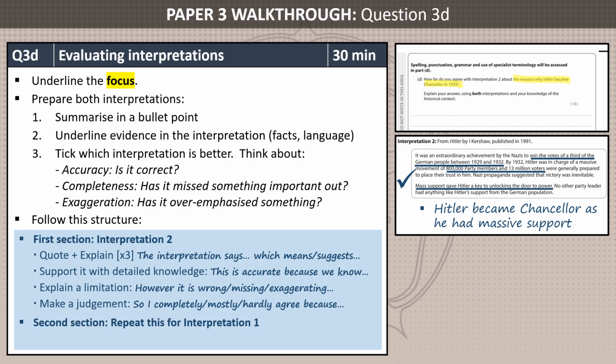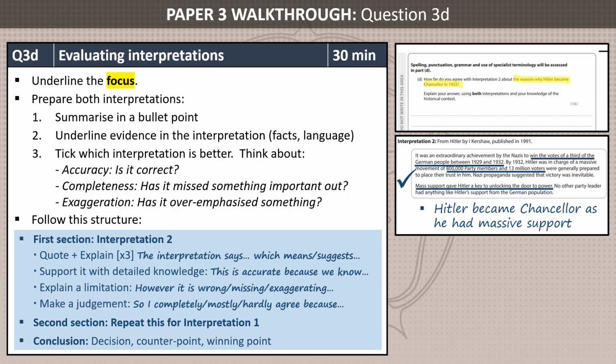My second section will follow exactly the same process, only this time I will write about the other interpretation, interpretation 1. When I've done that, I will finish my answer with a short conclusion. Here, I need to say what my overall decision is. How far do I agree with interpretation 2? I'll lay this out by making my decision, giving a counterpoint, that means a reason why other people might disagree with me, and then I'll give my winning points.